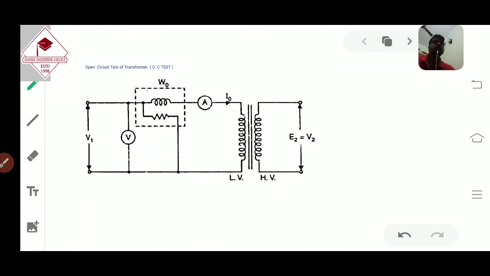Dear students, in last class we learned about the voltage regulation of transformer. We also learned about one important test, that is polarity test of transformer. Now today we will cover two very important tests of a transformer, that is open circuit test and short circuit test. And we will also see one numerical related to these two tests.